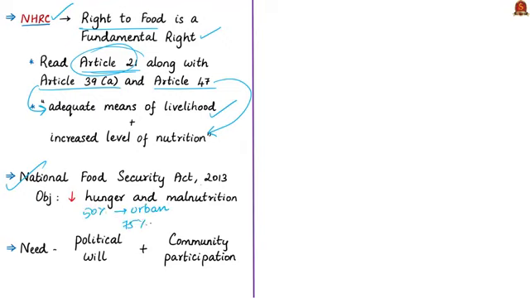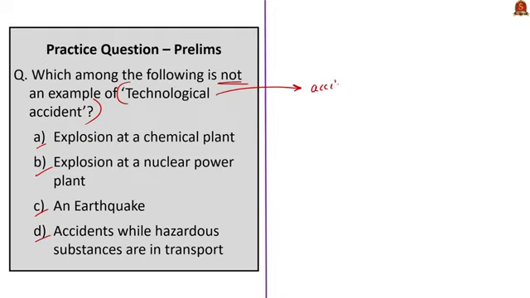During discussion, we saw that technological accidents referred to accidents at hazardous installations. These hazardous installations could be a chemical plant or a nuclear plant or a tanker or a container lorry or a train moving with hazardous substances. So, the explosion at a nuclear power plant or a chemical plant and accidents while hazardous substances are in transport will be examples of technological accident. So, from this you can say that earthquake is not a technological accident.